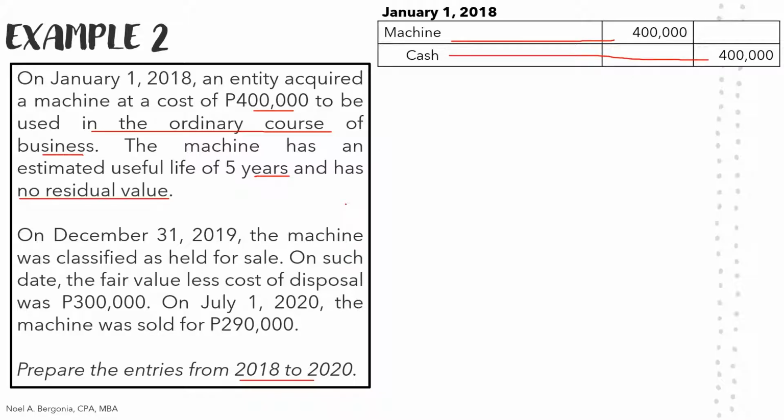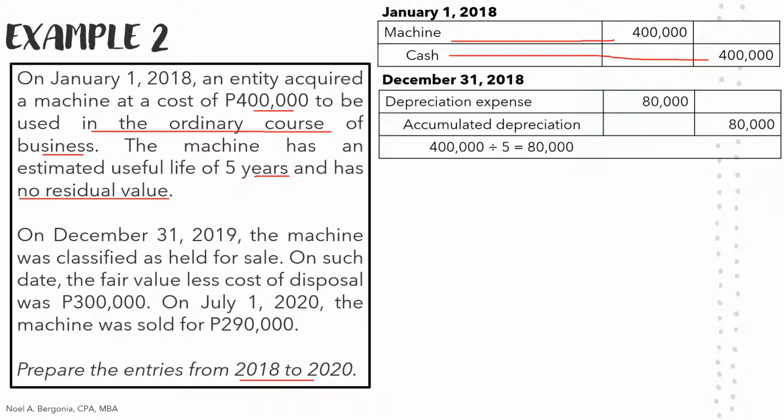And on December 31, 2018, we depreciate. So a debit depreciation expense, credit accumulated depreciation, 800,000. So that's coming from the cost divided by the useful life of 5 years, since wala naman tayong i-deduct na residual value. Okay? The change in the classification happened on December 31, 2019.